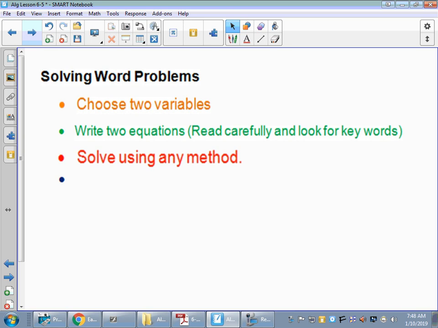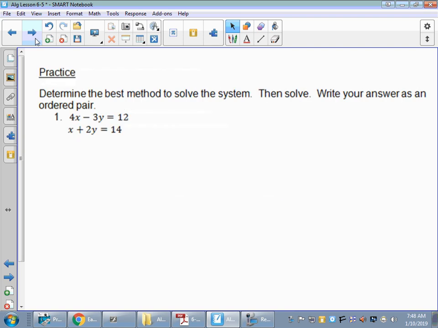Try to figure out the best method, the one that's going to be easiest and fastest for you. And then our final answer should be written as an ordered pair, as it has been for the entire chapter. Okay? All right, so let's do some practice problems, and then we'll get rolling.